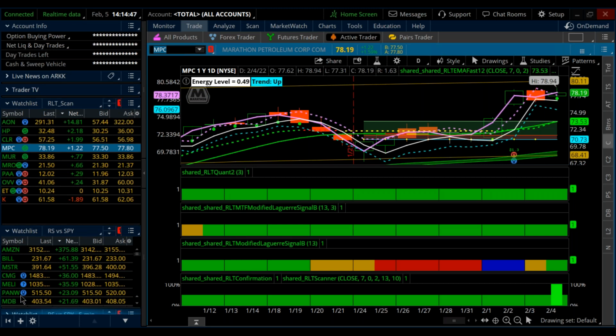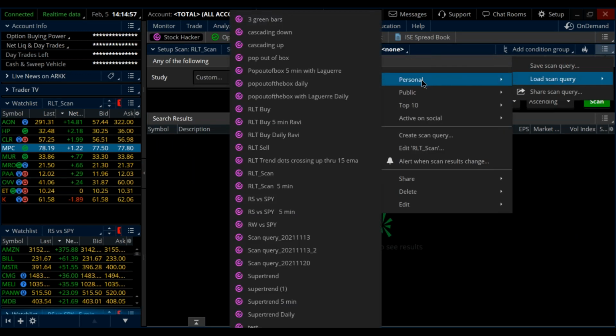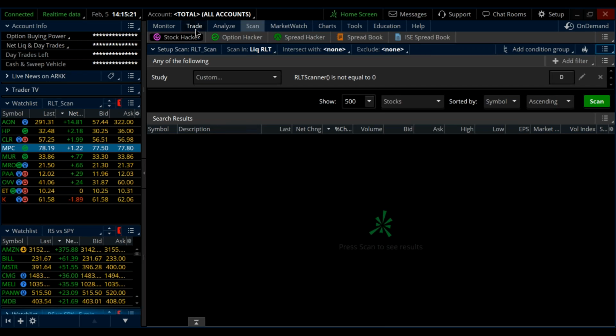So you can have a bunch of them on here, but you can have a couple of these. All you do is go to scan, load scan, go to personal, and in there you'll have the RLT scan. If you get the software, Sergio will put the software on your system. You'll have the RLT scan, the relative strength versus SPY, the relative weakness versus SPY, and the RLT 5-minute scan. So you get all of those scans in my watch list to scan again, so you'll be basically looking at the same stocks I'm looking at.